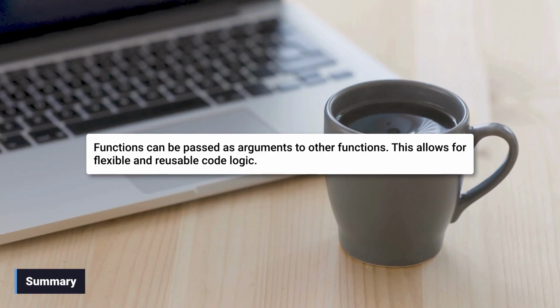To summarize, passing functions as parameters is a fundamental pattern for creating abstract and flexible code. It enables you to write one generic function that can perform many different actions based on the specific function you feed it.